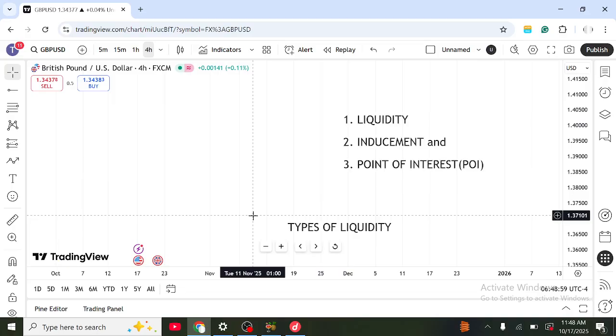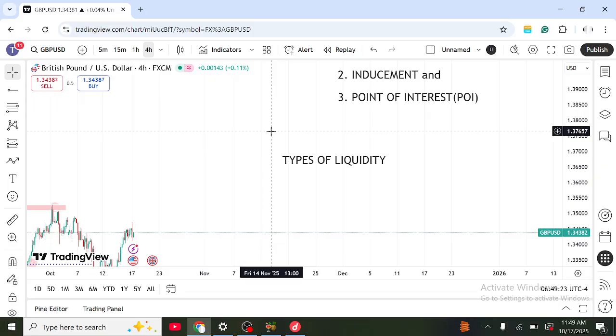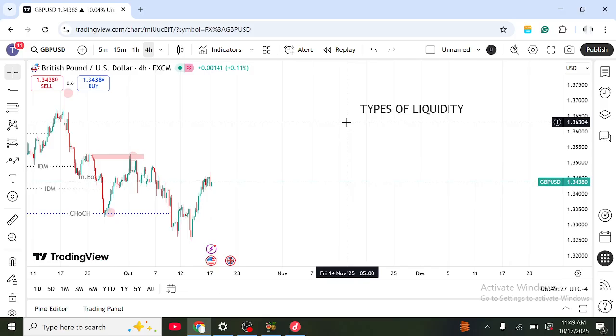Like I have said in the previous video, if you have watched it, the linguistics of trading is not as important as the understanding of it. So don't be carried away with the language, right? Type A, type B, liquidity, inducement. What is important is that you are able to identify it in the market, and then you understand the concept behind it.